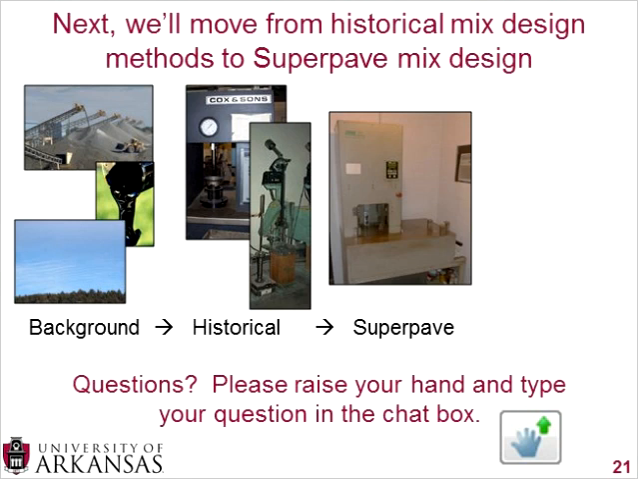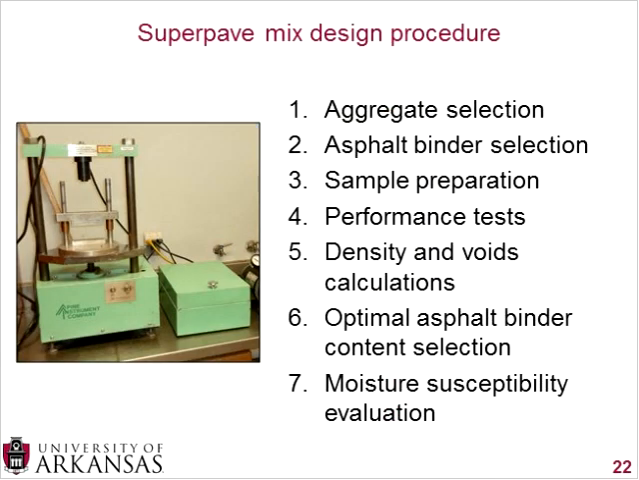Okay, so we'll be moving on to the Superpave mixed design, which is most currently used now at the state level and the federal level. So you can see here a lot of similar procedures using the Superpave method, as you saw with the Hveem and the Marshall method. You first gain your materials, your aggregate and your asphalt binder.